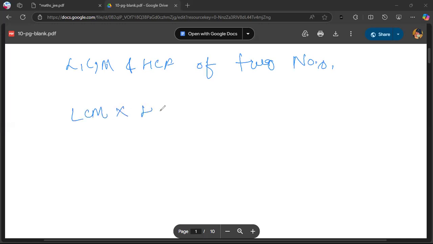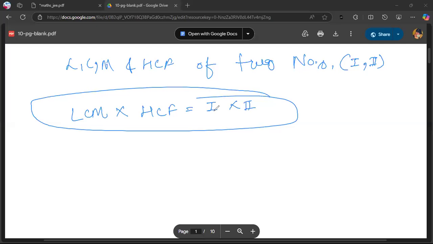Now let's come to a basic thing about LCM and HCF. If we are finding the LCM and HCF of two given numbers, then the LCM of these two into the HCF will be equal to the product of those two numbers. LCM into HCF is the product of the two numbers. Understood?